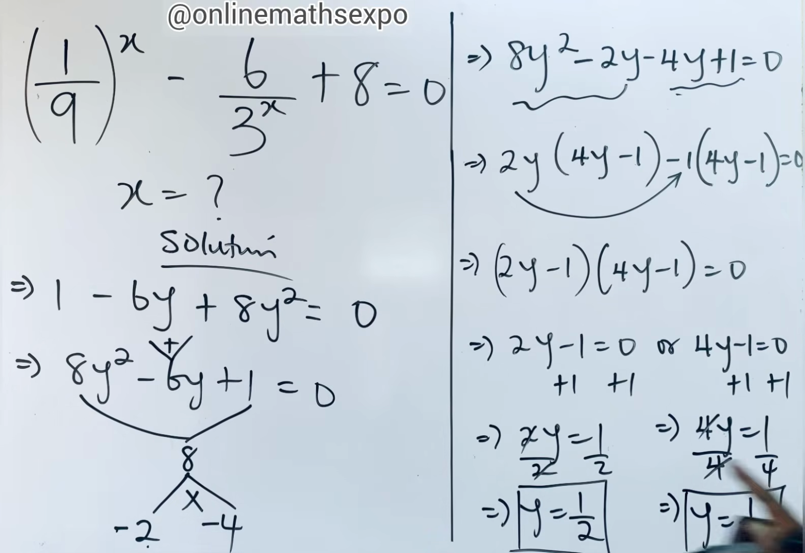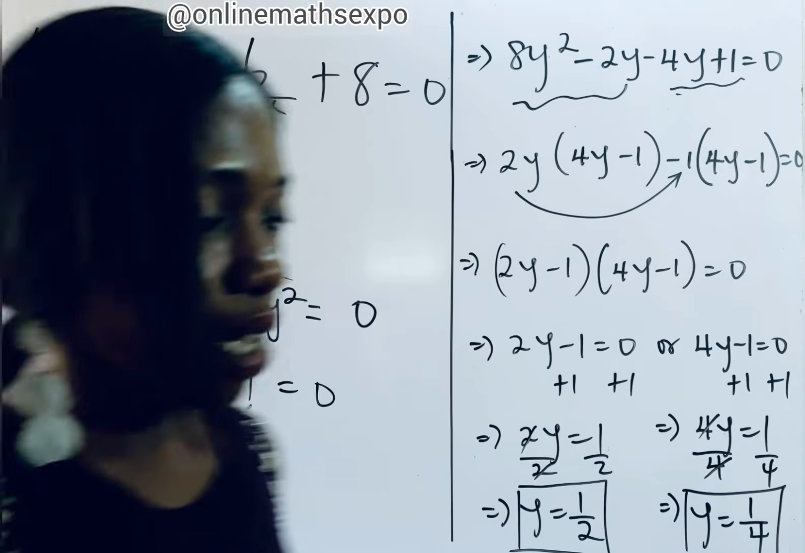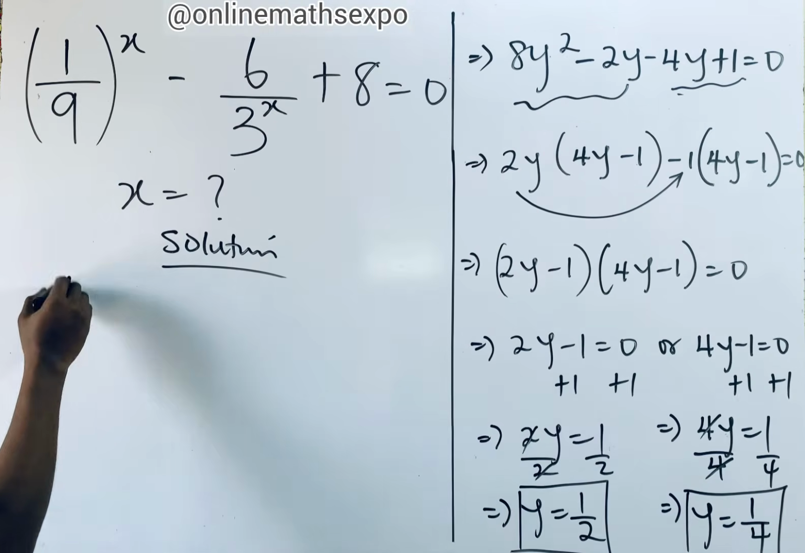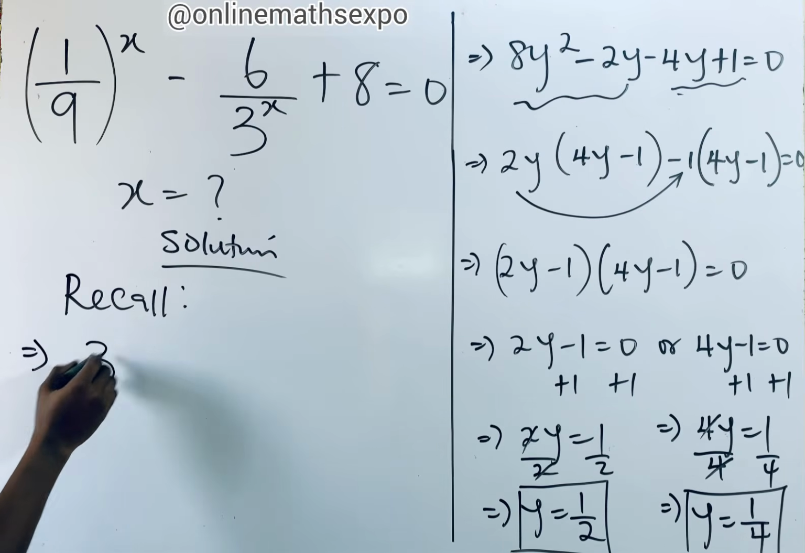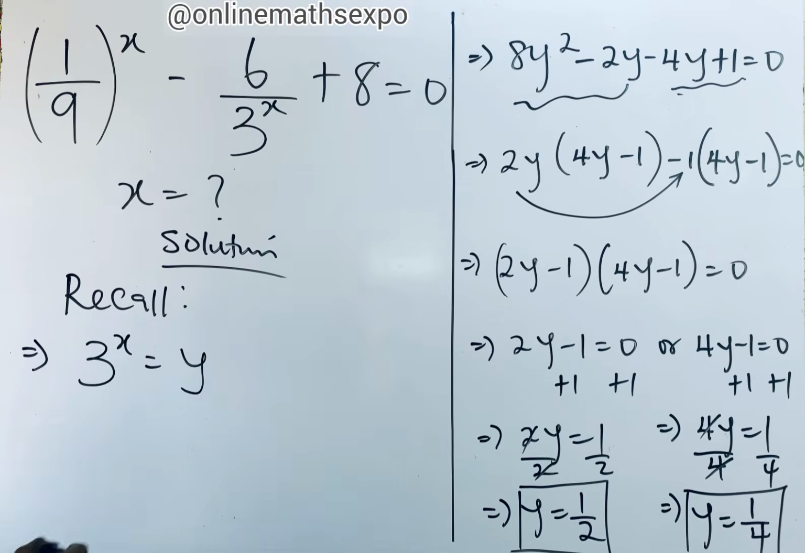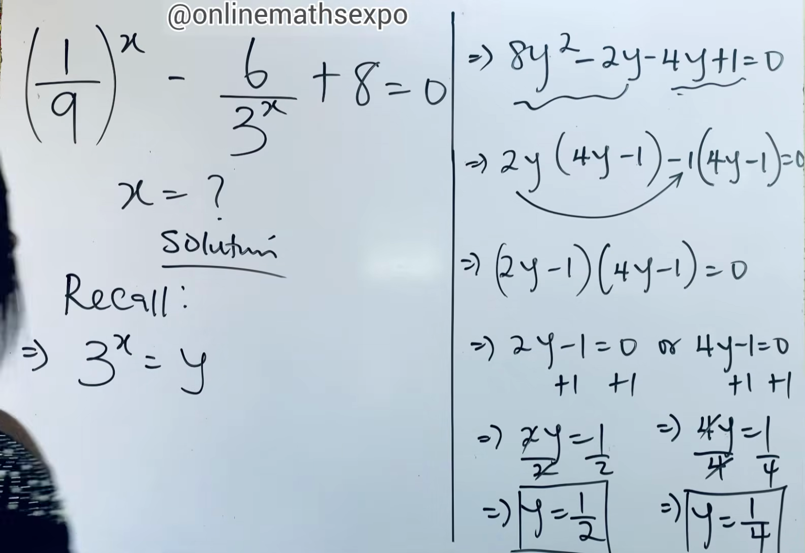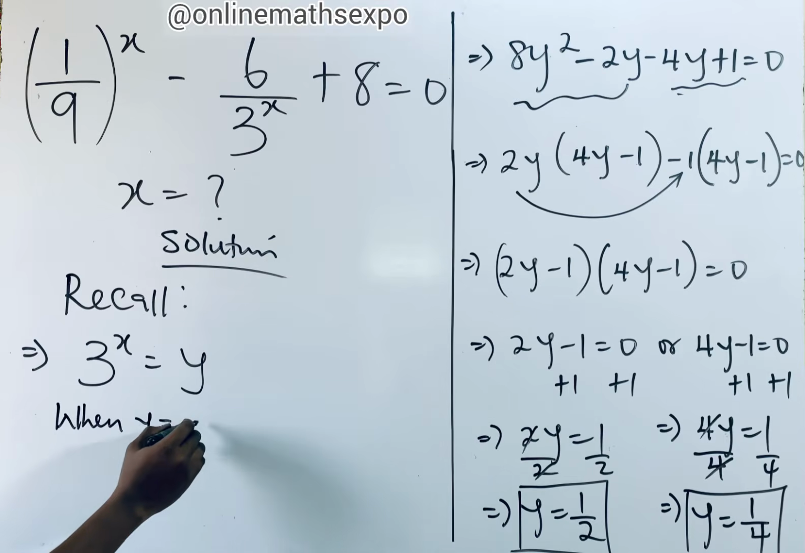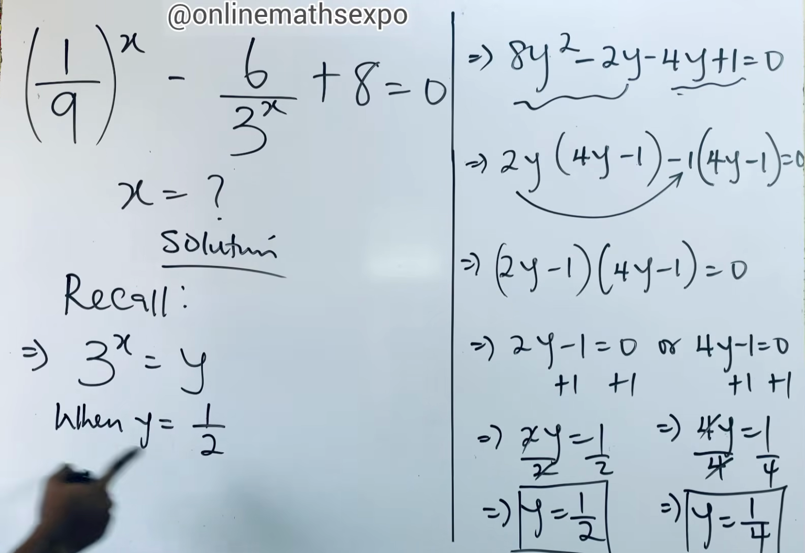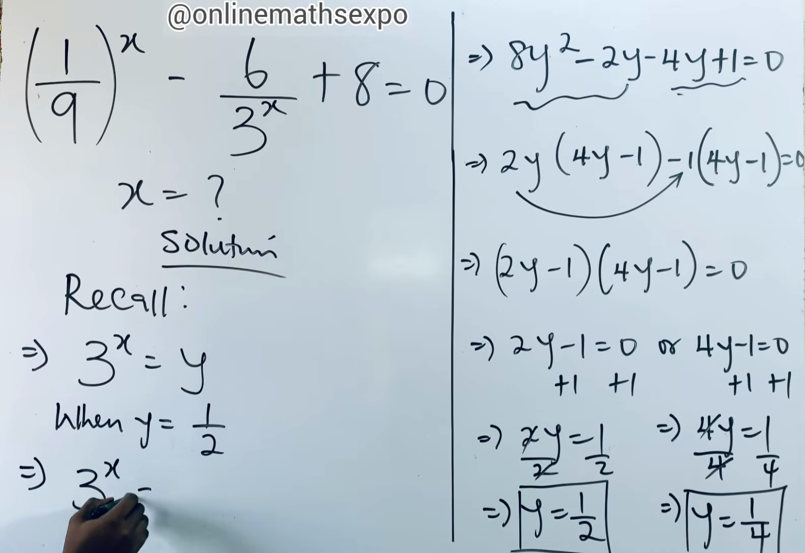But remember, the question is on x. Now to get the value of x, we need to recall we made a statement earlier that 3 to the power of x is equal to y. Now we pick the first value of y. So when y is equal to half, we substitute: 3 to the power of x is equal to half.